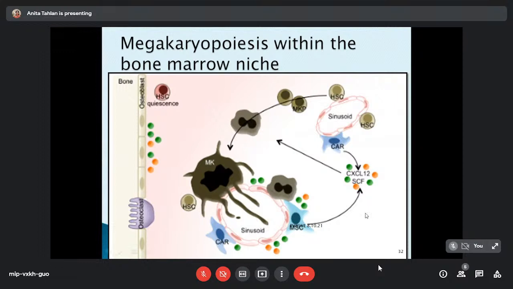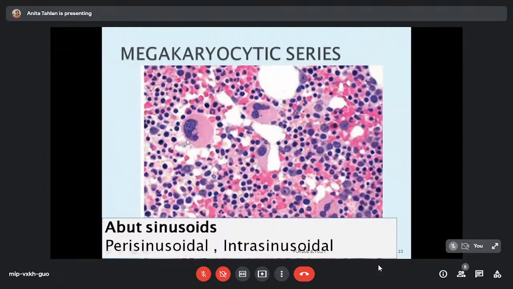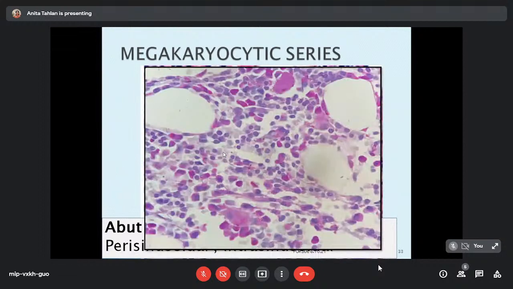This we have been calling emperipolesis, where these big megakaryocytes are abutting the sinusoids, either in the perisinusoidal or in the intrasinusoidal places. PAS stain can be used to highlight this.